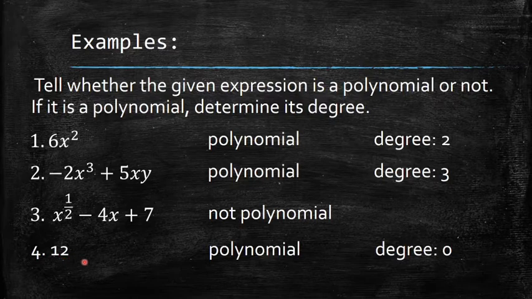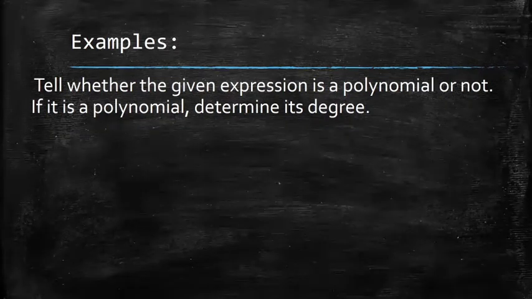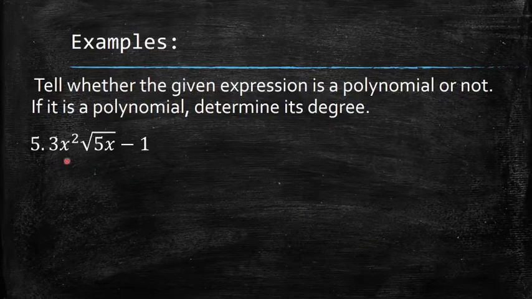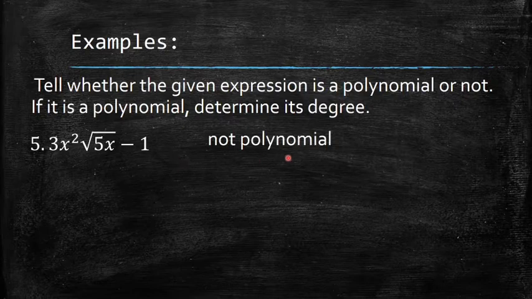So if it is a constant or a number, the degree is 0. Now let us have example number 5. We are given here 3x squared times the square root of 5x minus 1. So is it a polynomial or not? This is not a polynomial. Why is it not a polynomial? Because there is a variable written inside the radical sign.